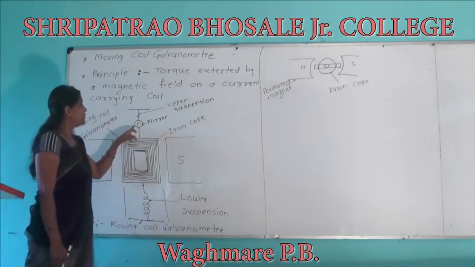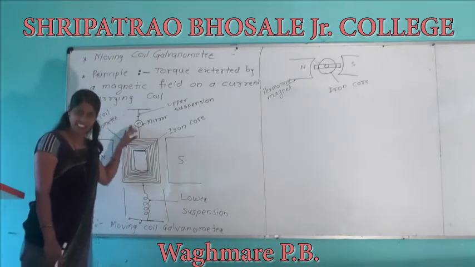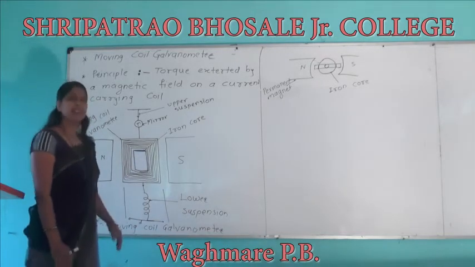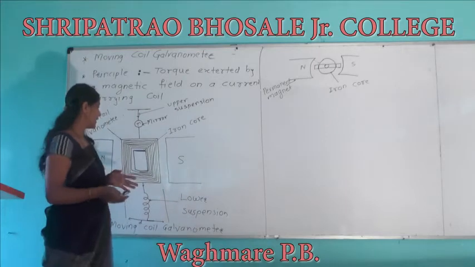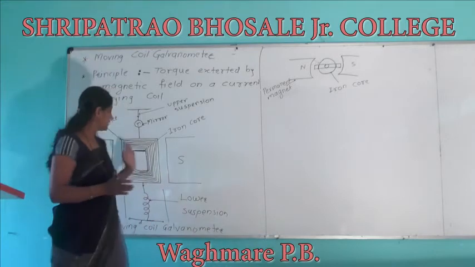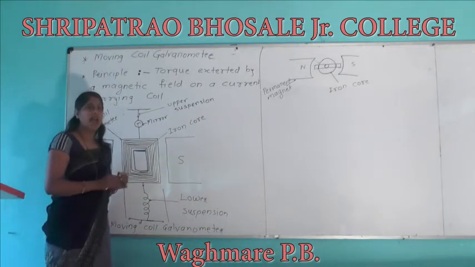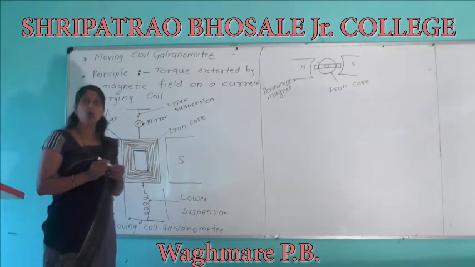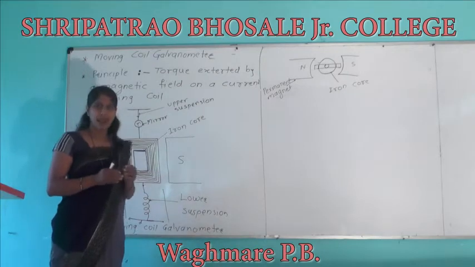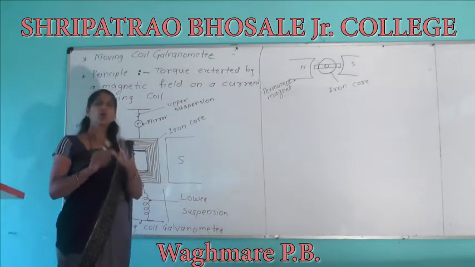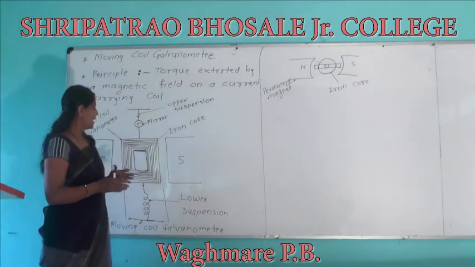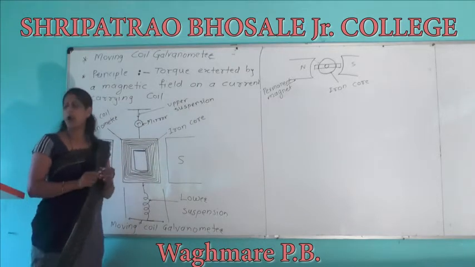The coil is used here, and the mirror is used here to observe the deflection in the coil when the coil rotates due to the torque. In the last lecture we already discussed that the coil is placed in the magnetic field, and if there are n turns for the coil and I is the current passing through the coil, then the torque is produced in the coil due to the magnetic field, and this torque rotates the coil.